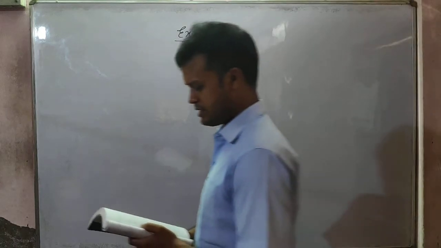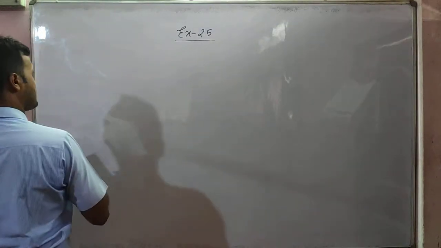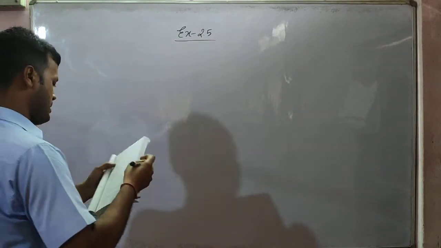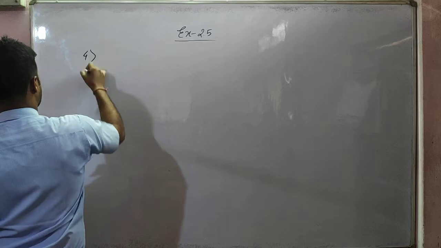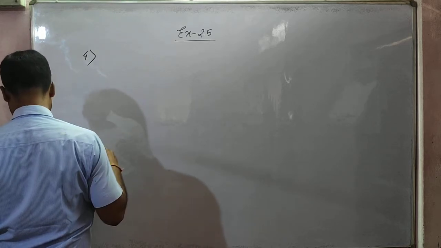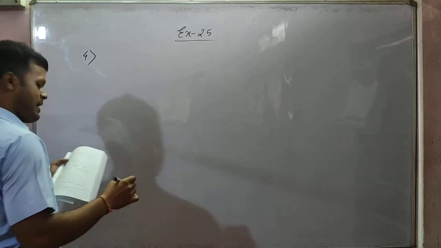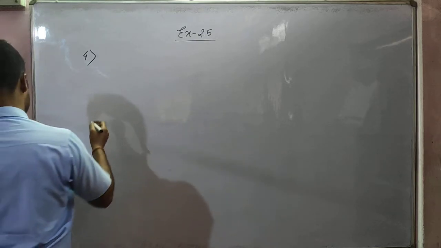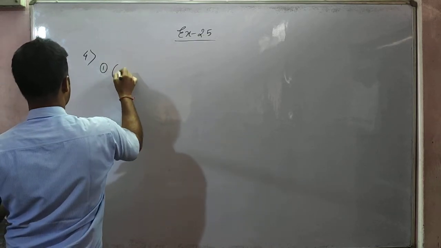So students, next let us come to number 2.5, number 4. Number 4 question is: expand each of the following using suitable identities. So we will expand them.